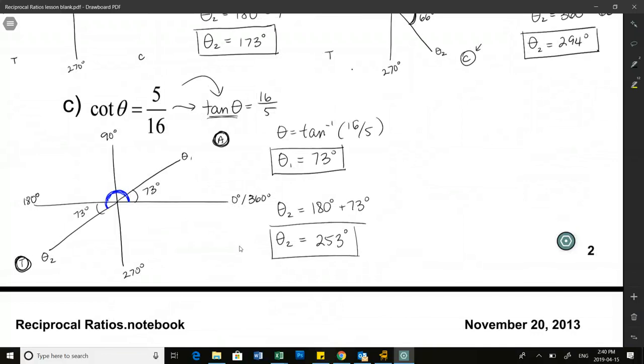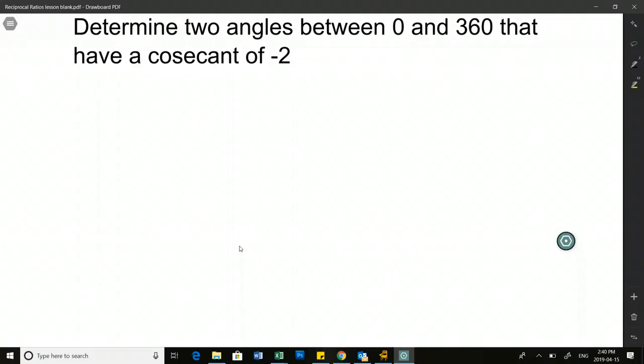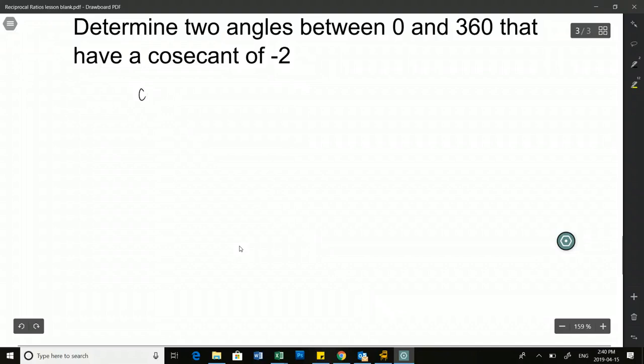Okay? We're going to try one more. So determine two angles between 0 and 360 that have a cosecant of -2. So same kind of idea, just slightly different terminology here. So this is what it's telling me. Cosecant of theta equals -2.